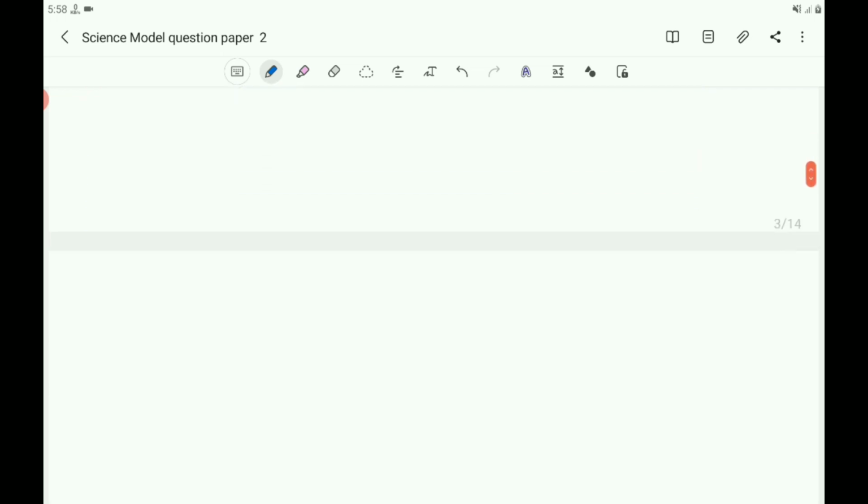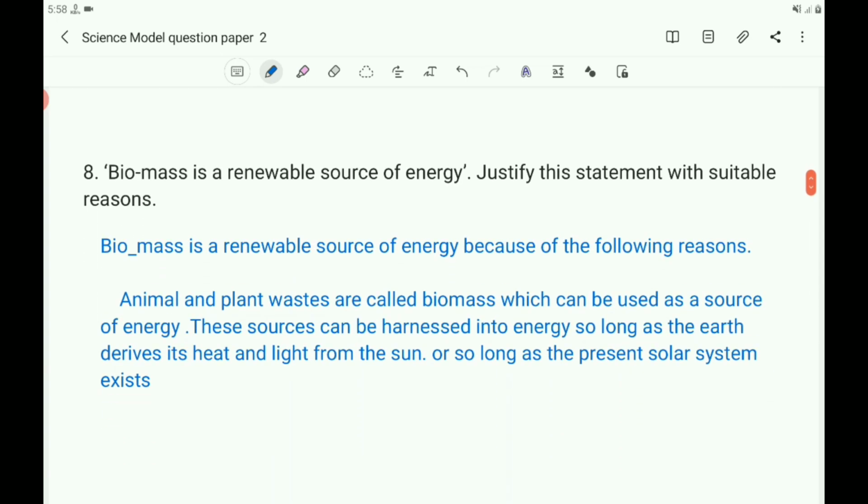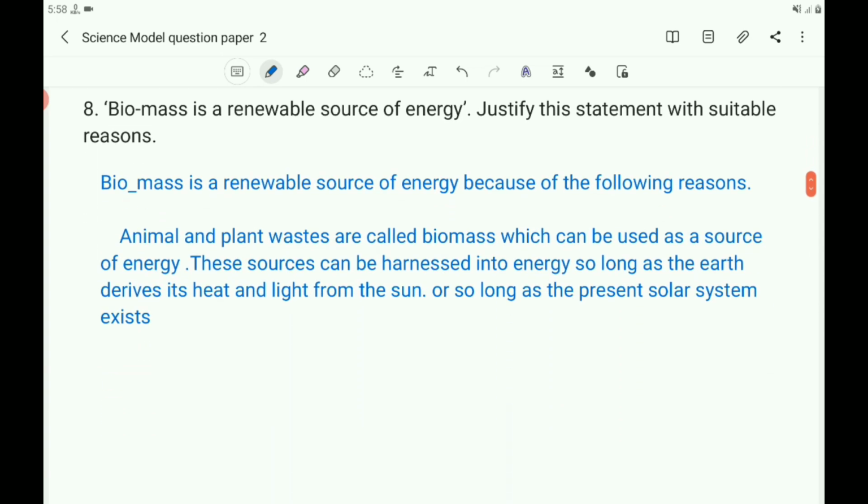Then next question, let us take the 8th question. Question number 8: Biomass is a renewable source of energy. Justify this statement with suitable reasons. You know that a renewable source of energy means that it can be used again and again and it will not end. So you will get an unlimited supply.